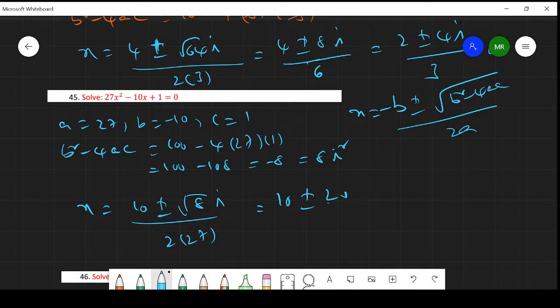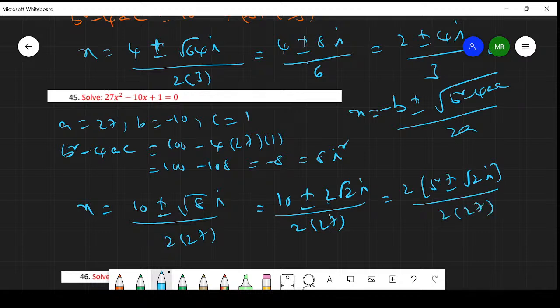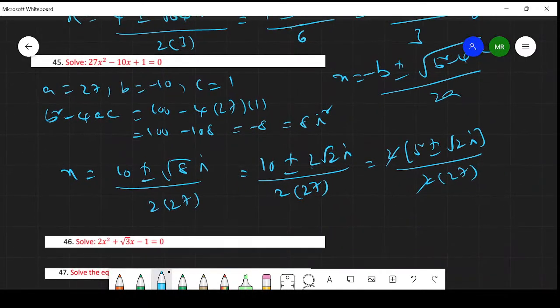Just observe here, 2 root 2 by, this is 54. I can take 2 common in the numerator. If I divide with it, otherwise I can write 2 into 27. Take 2 common here: 2 into 5 plus or minus root 2 into i by 2 into 27. This is 27. So this 2 gets cancelled. This is your answer: 5 plus or minus root 2 i by 27 is the required answer.